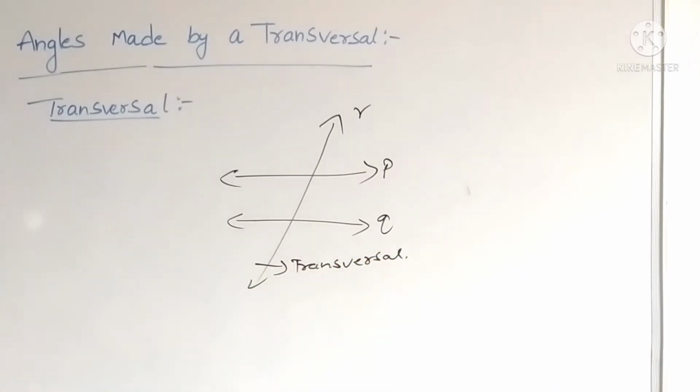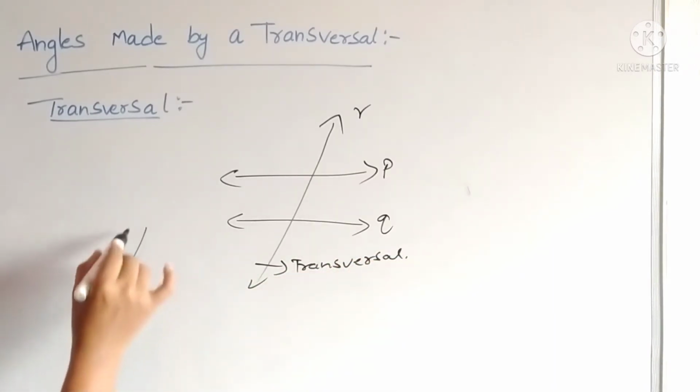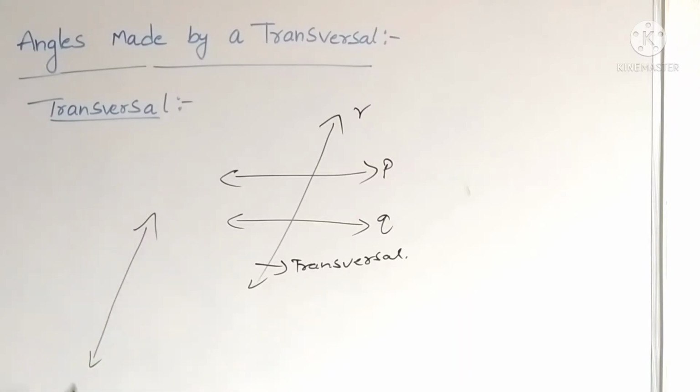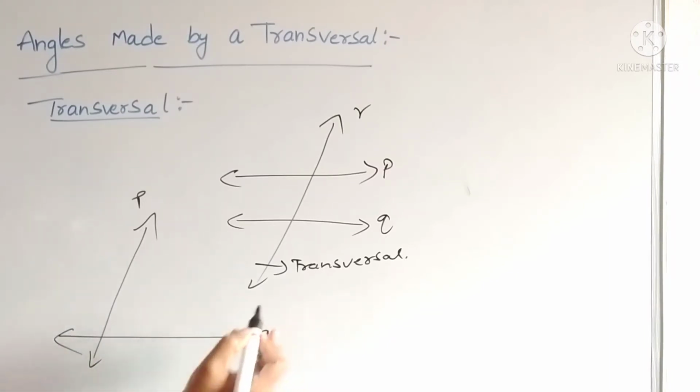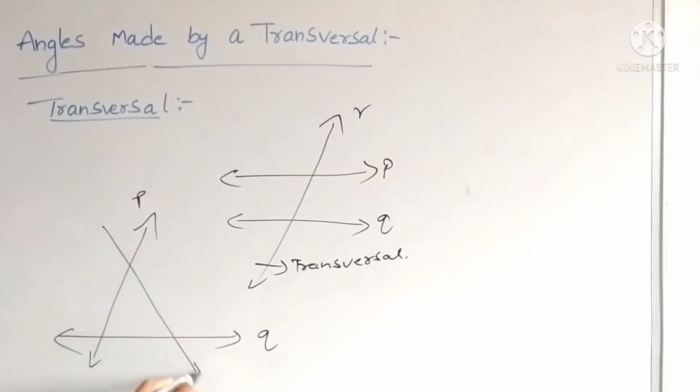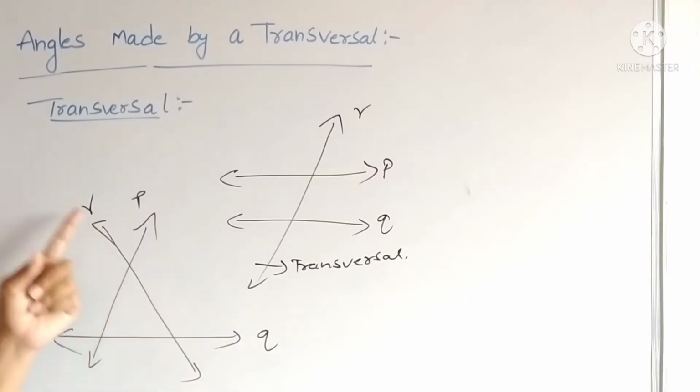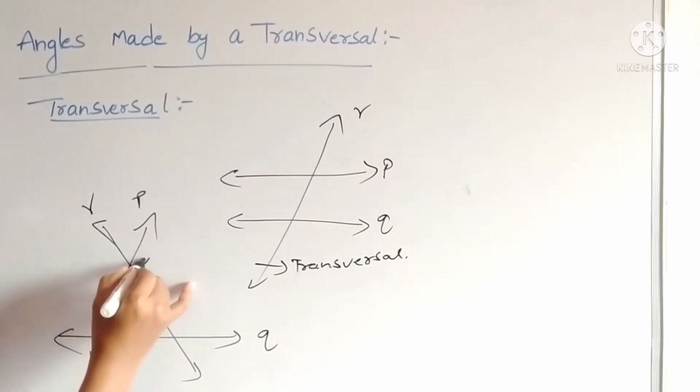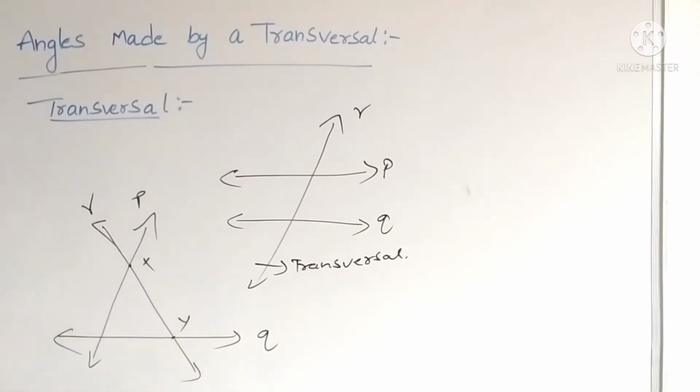Okay, so like this also you can draw. This is a straight line, say it as P, and again this also a straight line, let it be Q. Now I am drawing another line like this. This is R. See, this R line intersects P and Q at two distinct points X and Y. So here R is a transversal line. So simply what is transversal line?